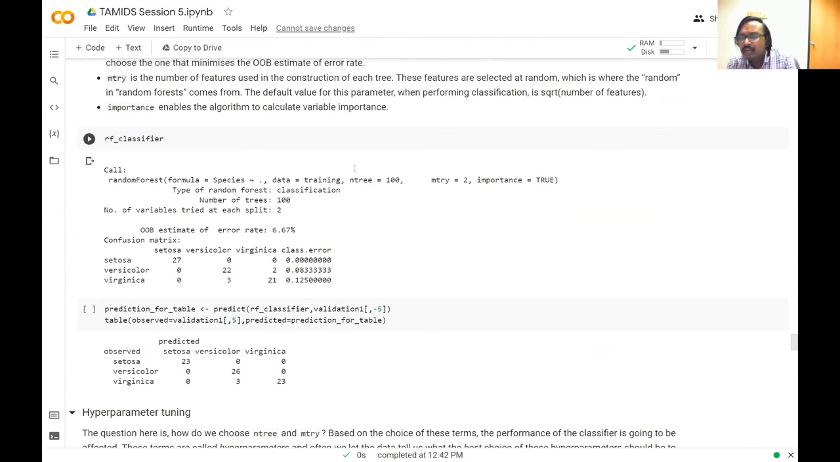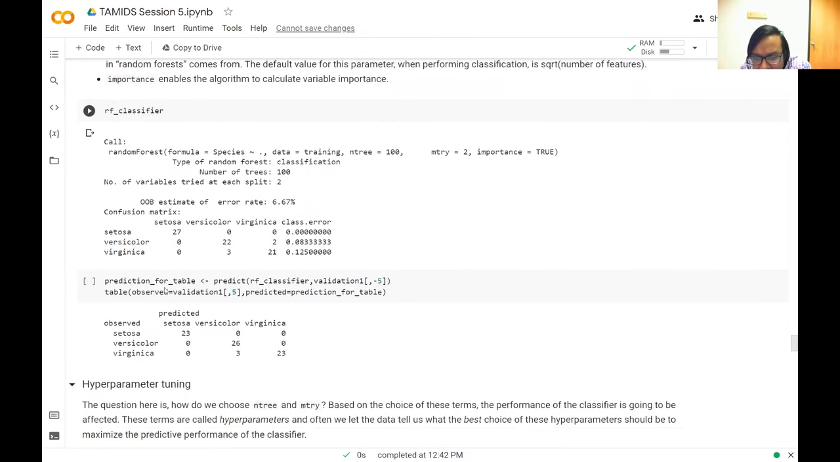Anyway, you can think of the OOB estimate as some sort of an error rate that is free from overfitting. So it's a very reliable error rate. It also gives out the confusion matrix. As you can see, 27 setosas were correctly predicted as setosas, 22 versicolors were correctly predicted to be versicolors, and 21 were correctly predicted to be virginica.